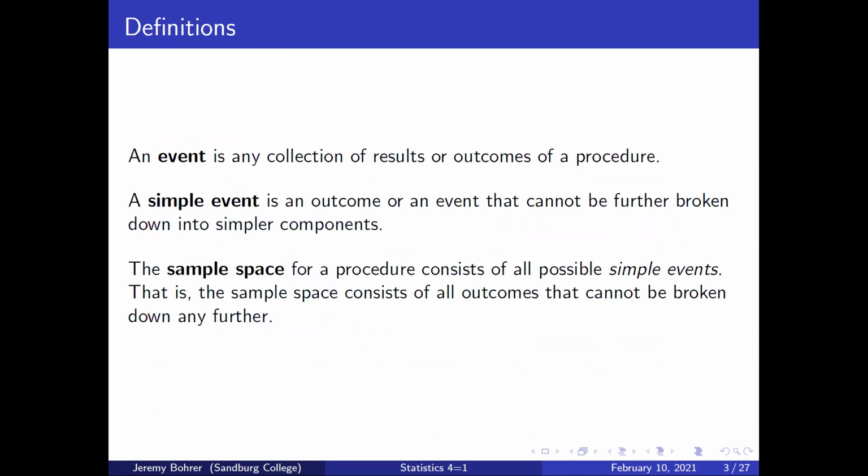An event is any collection of results or outcomes of a procedure. A simple event is an outcome or an event that cannot be further broken down into simpler components. The sample space for a procedure consists of all possible simple events. That is, the sample space consists of all outcomes that cannot be broken down any further.